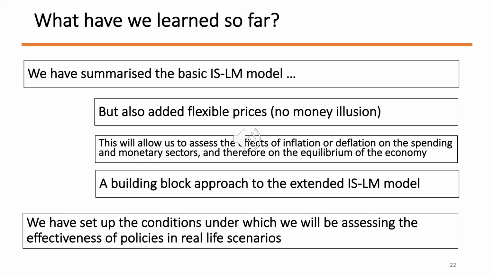What have we learned so far? Well, first of all, we have summarized the very basics of the ISLM model, but we have also added something new, flexible prices. So we are now working under the hypothesis that there is no money illusion. People discount changes in prices in order to make their economic decisions. So this will very much allow us to assess the effects of changes in prices, either inflation or deflation, on the spending and monetary sectors in the economy, both represented by the IS and the LM functions respectively. And therefore we'll be able to assess the effects of changes in prices on the equilibrium of the economy.